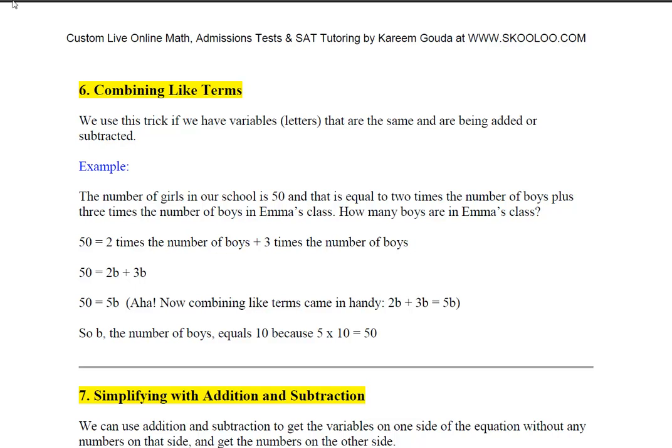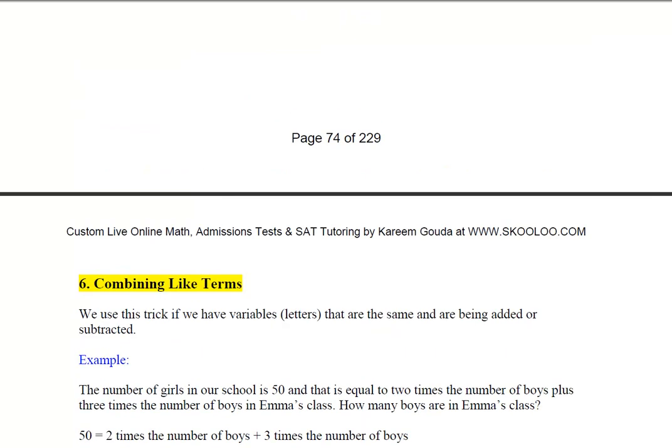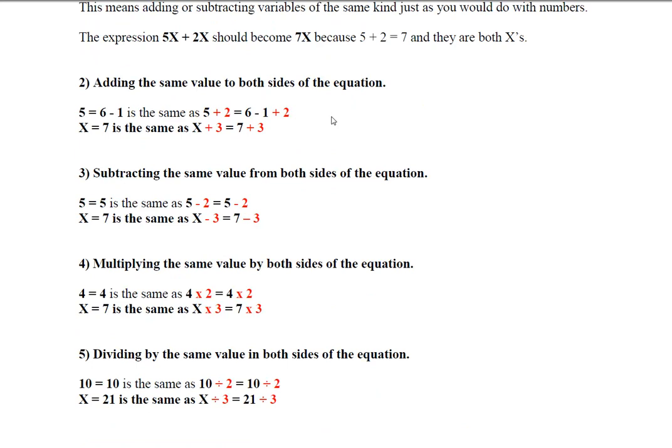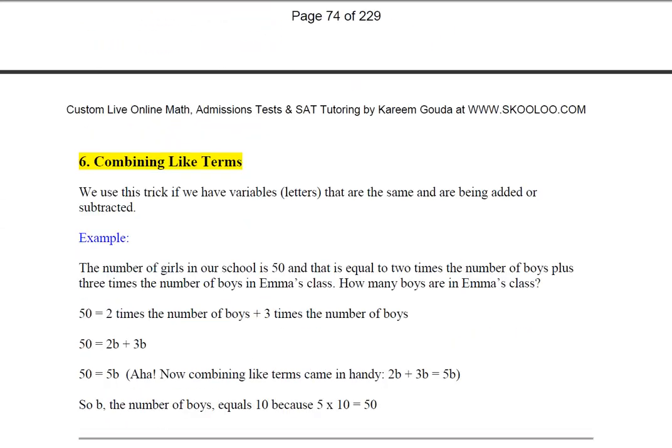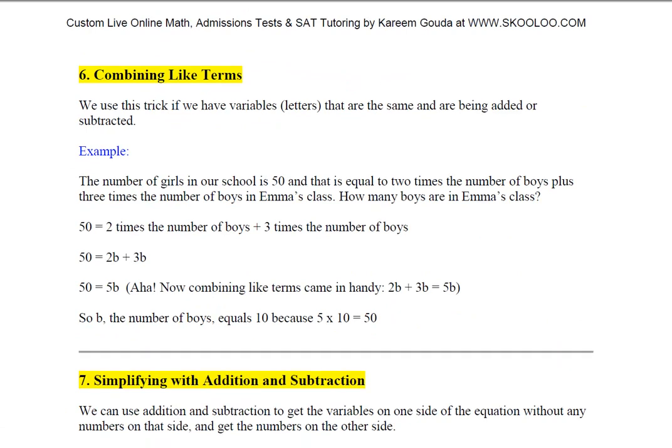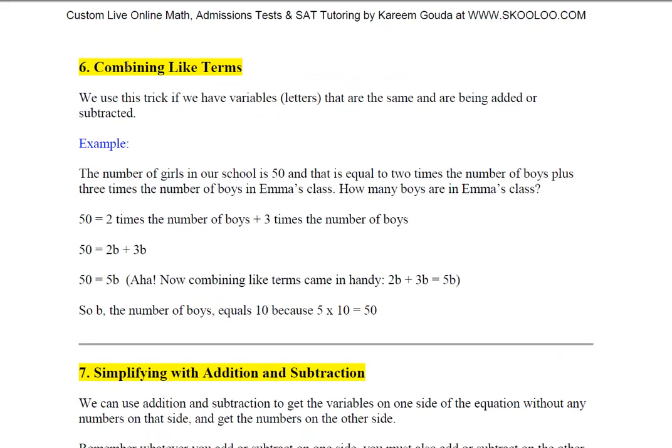Number 6, combining like terms. Okay, now what we just finished was that we can add or subtract, multiply or divide the same thing on both sides, and that combining like terms means you add and subtract the same terms. However, here, when we talk about actually combining like terms, why is it important? Let's look at the details here.